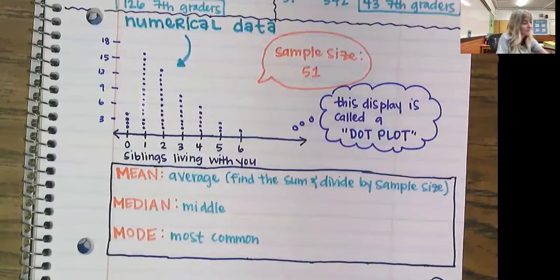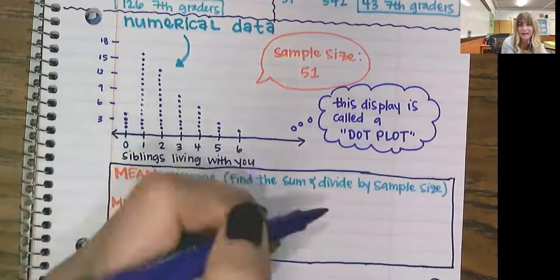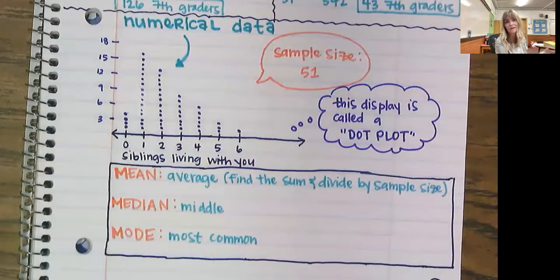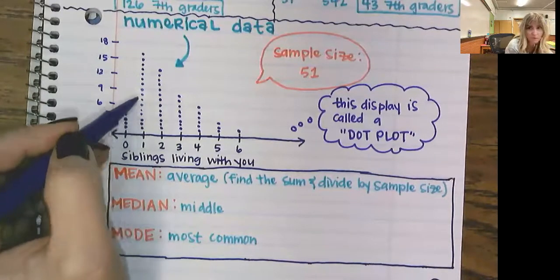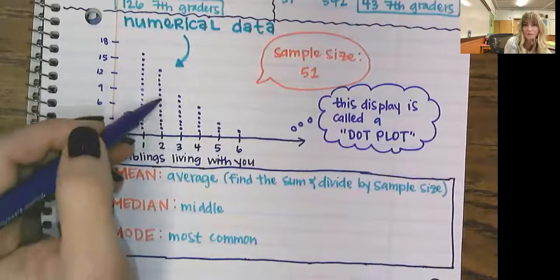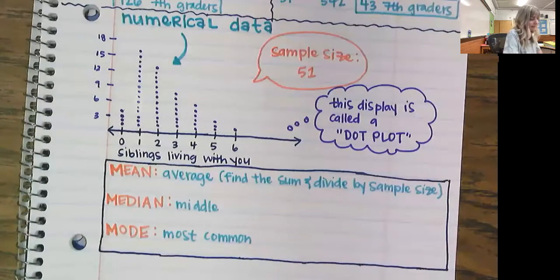Okay, so what that means is I don't just add up 0, 1, 2, 3, 4, 5, and 6. Every single one of these dots has to be added up. Every one of the 51 values has to be added up. So 0 plus 0 plus 0 plus 1 plus 1 plus 1 plus 1 plus 1 plus 1 plus 2 plus 2 plus 2 plus 2, right? I have to add them all up. I've done that for you because I'm the nicest teacher ever.